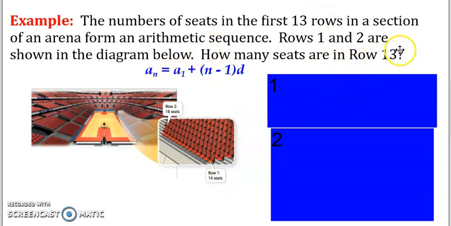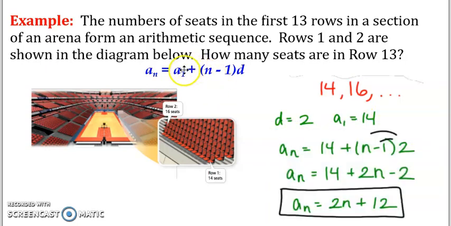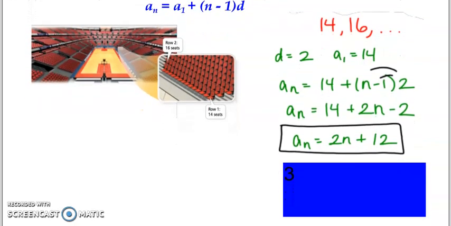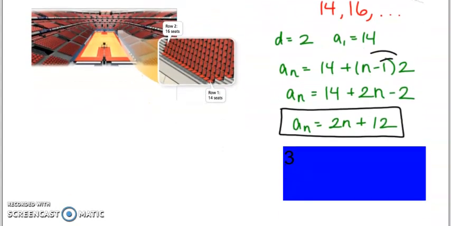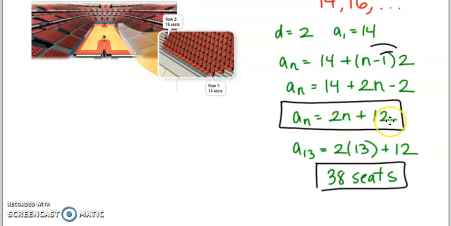So I'm basically trying to find what is a sub 13. Let's take a look at what we know. I start off, the first term is 14. The common difference is 2. I can go to the formula right here, plug in what I know to get my explicit formula. In this case, it's 2n plus 12. Then we're asked how many seats are in row 13. So I want the 13th term. So I'll plug in 13 for n. I would get 38 seats. 2 times 13, 26, plus 12, boom, 38.